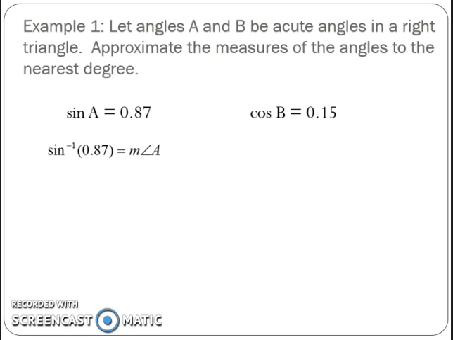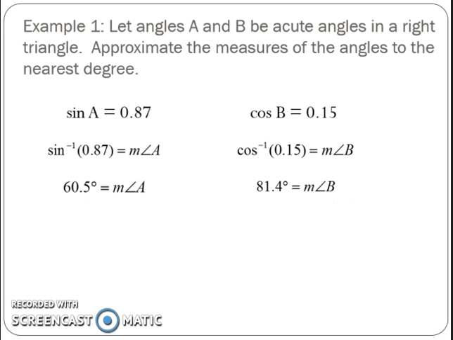You can't press sine of 0.87. You have to do second sine to do sine inverse. So second sine 0.87 gives you about 60.5 degrees, so that would be 61 degrees. For the second one, cosine of B, to do the opposite of cosine, we do cosine inverse of 0.15, which gives us 81.4, so about 81 degrees.